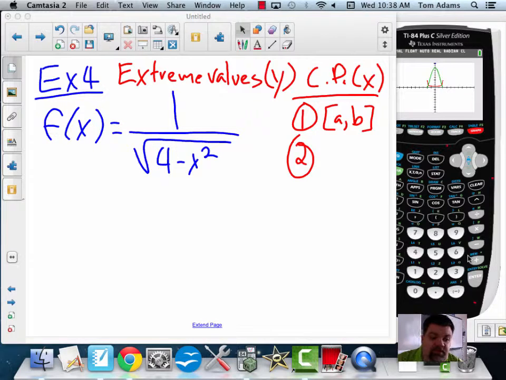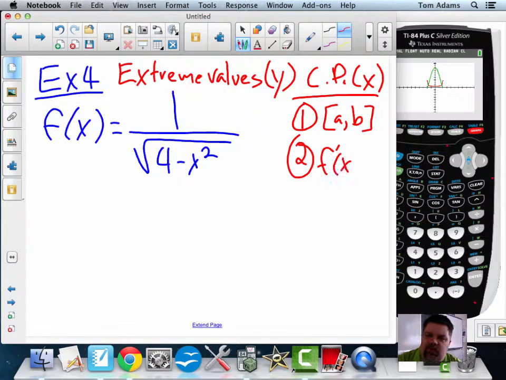Okay guys, for example number 4, what we're going to do is find the extreme values of f of x, which is 1 over the square root of 4 minus x squared. And so in order to do that, we need to find the critical points, and we're referring to the x values. So we always look at the domain from a to b, so there's usually an interval of what x can be, and we go from a to b. That's the first point, or points. We look for a critical point.